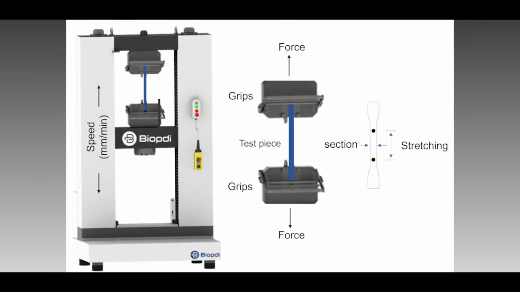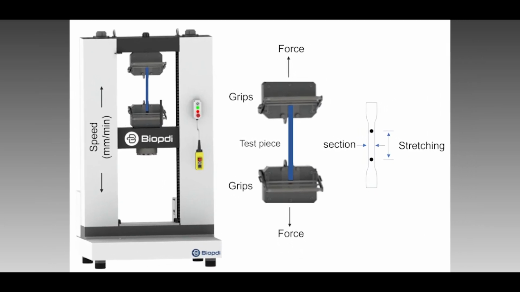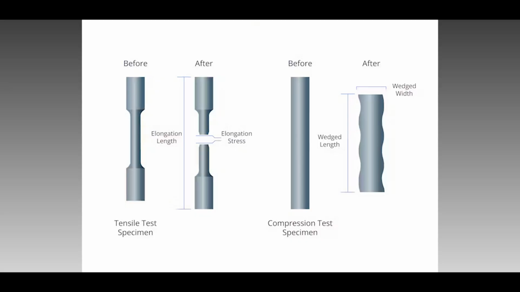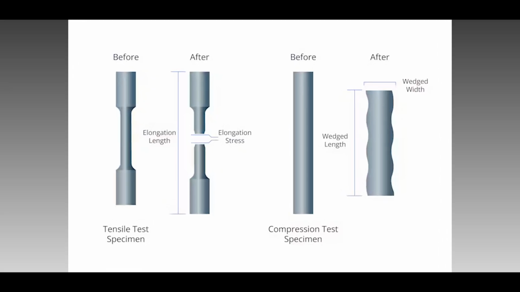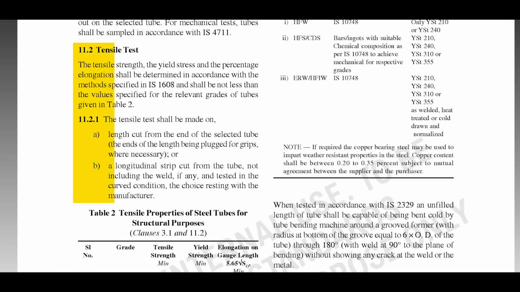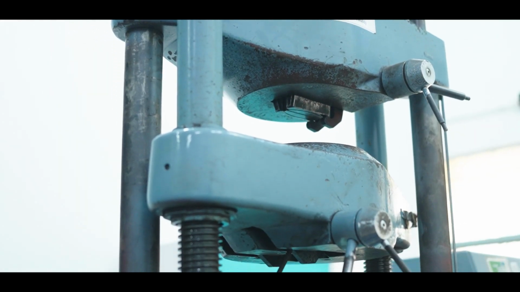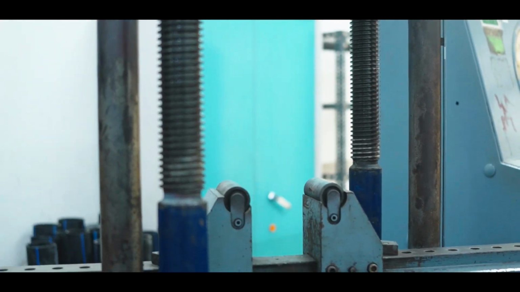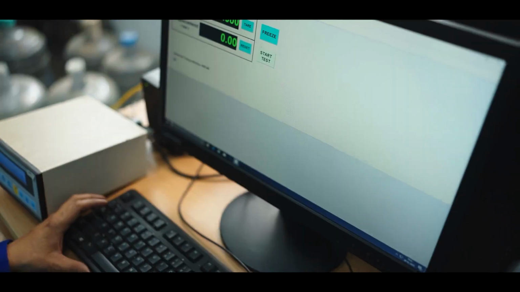Tensile tests are conducted to assess material strength, elasticity, ductility, yield strength, and suitability for applications. They help determine a material's behavior under stress, ensuring it meets quality standards and performance requirements. This information is essential for material selection, design, and regulatory compliance. Here's the step-by-step process.